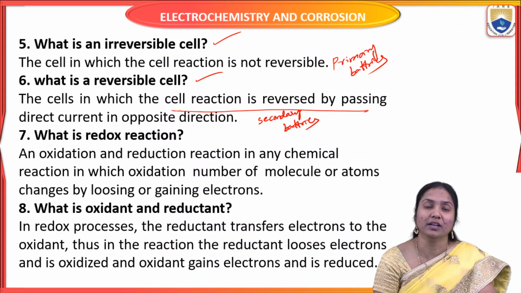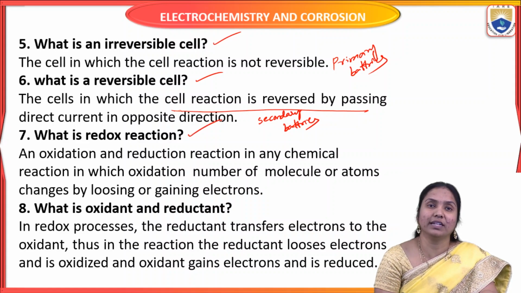Reusable batteries. That means these cell reactions are reversible. So these batteries or cells are called reversible cells or reversible batteries. The best example: secondary batteries, or all rechargeable batteries, are secondary batteries or reversible cells.